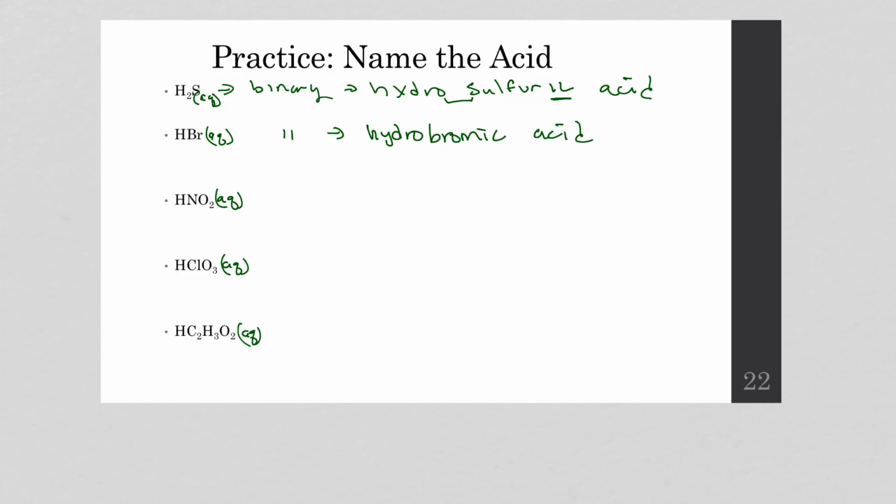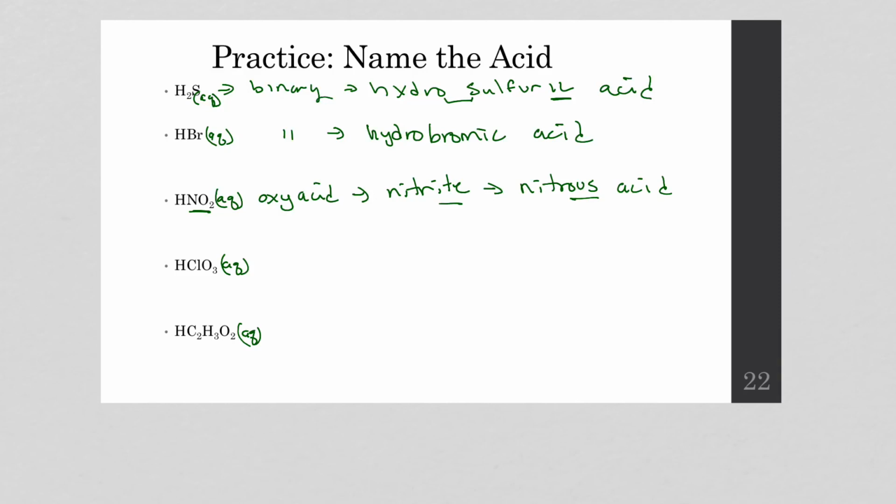So look at the next one, HNO2. This has oxygen, so this is an oxyacid. So no hydro. All we do is look at the oxyion, the NO2 ion. That is the nitrite ion. And as we said, the ITE becomes OUS. So this becomes nitrous acid. So the ITE becomes the OUS.